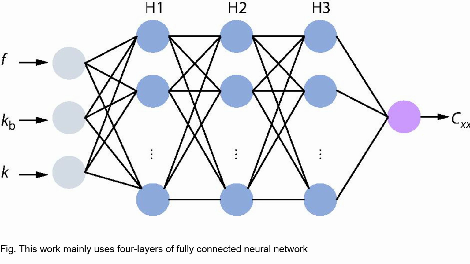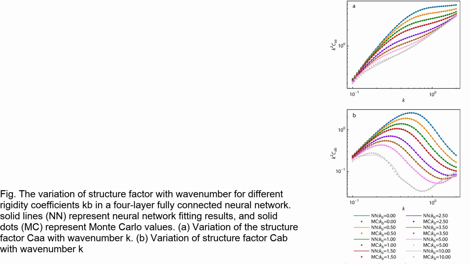The neural network architecture used in this study has been optimized to provide accurate and efficient predictions of the structure factors for the semiflexible ring diblock copolymers. Figure 4 in the scientific paper presents the structure factors Ca and Cab as a function of wave number, k, for different rigidity coefficients, Kb, in a 4-layer fully connected neural network.